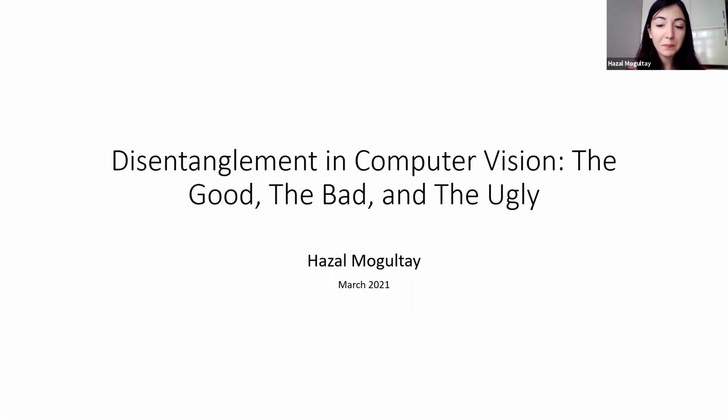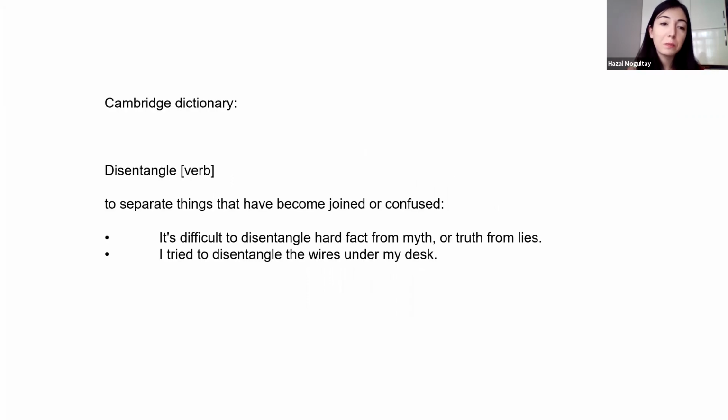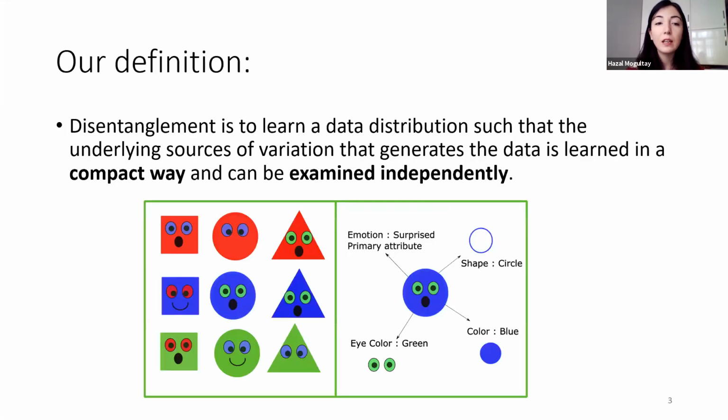So let's start. In case you haven't heard it before, according to Cambridge Dictionary, disentanglement is defined as to separate things that have become joined or confused. So to be on more machine learning side, we came up with another definition. We define disentanglement as learning a data distribution such that the underlying sources of variation that generates the data is learned in a compact way and they can be examined independently.